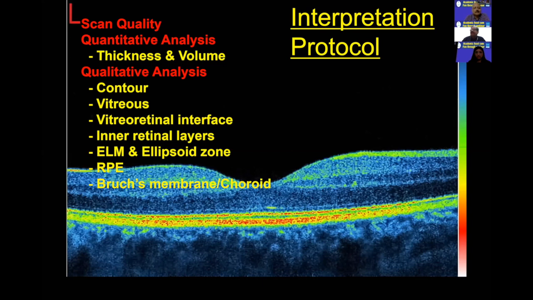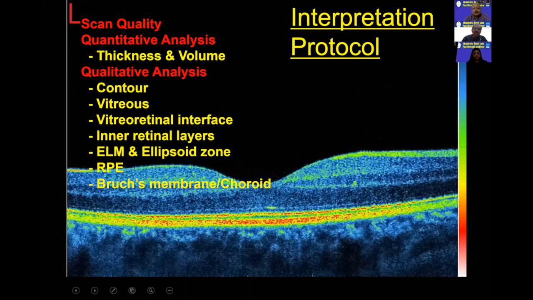But in a reasonable scan, you can still make out gross features to make a clinical decision. Next is the quantitative analysis. This quantitative analysis gives you an idea about the thickness and volume of the macular block. And then is qualitative analysis. In qualitative analysis, you see the contour of the macula. This is the normal contour.